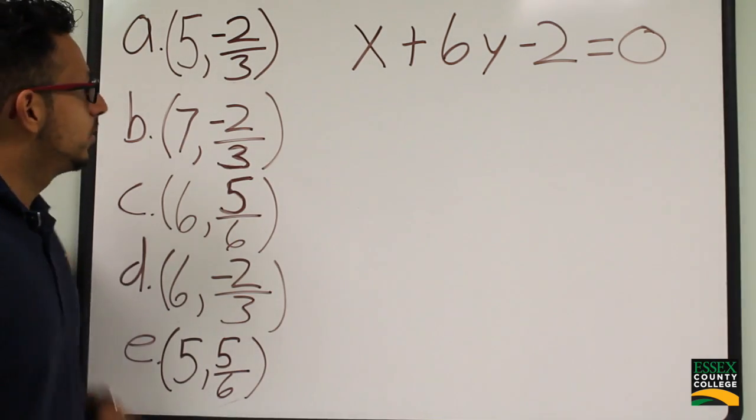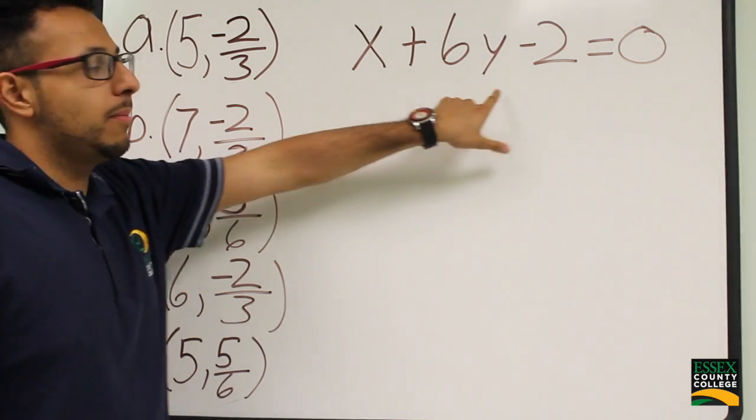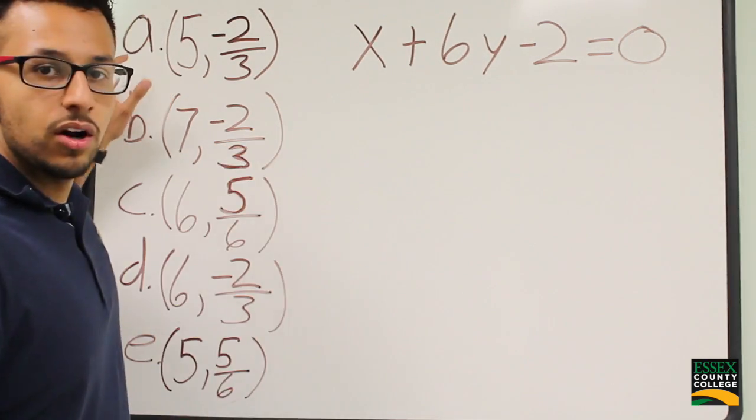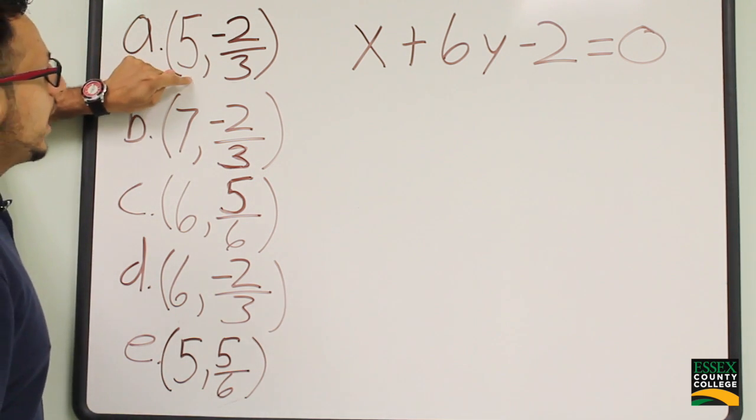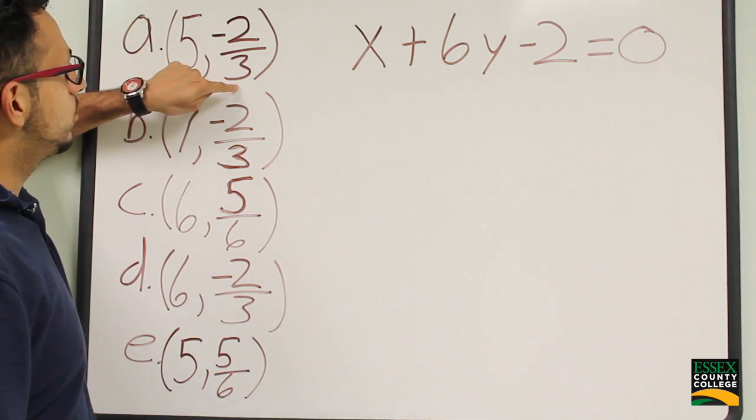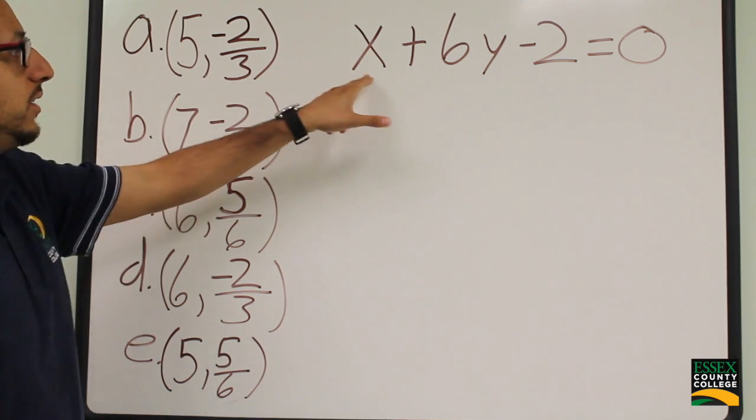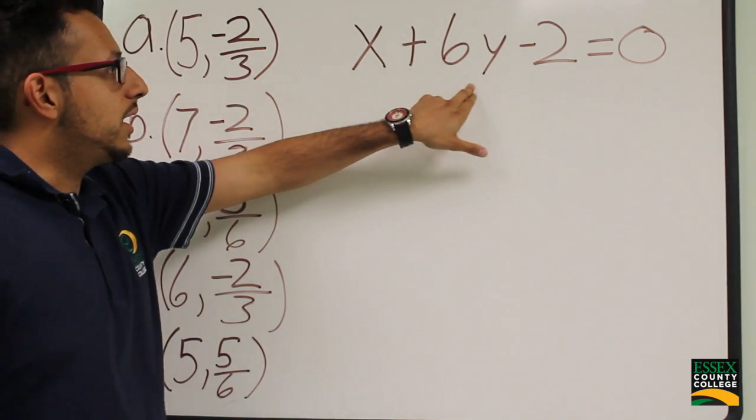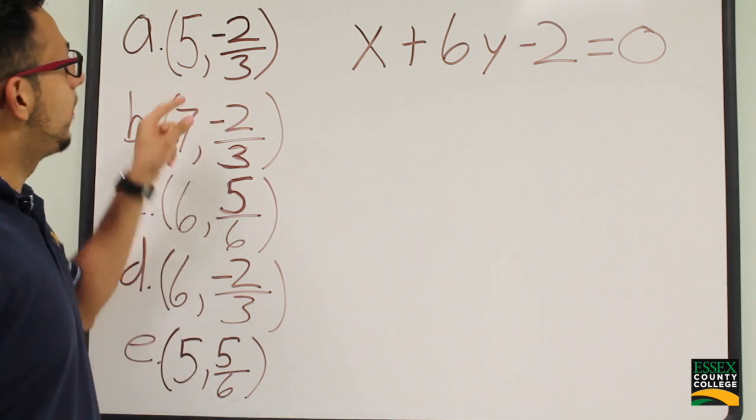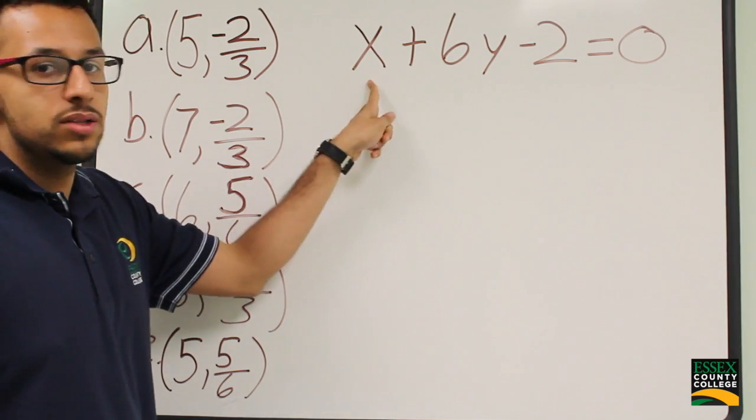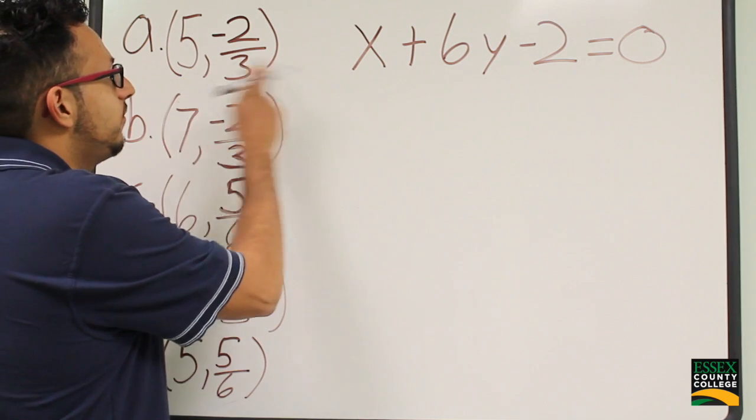So we have to determine which of the answers A through E, x and y, when you plug it in, makes this equation correct. To start off with one of the solutions, we can start off with A. So that means that when x is 5, y is equal to negative 2/3. For this problem, I'm going to just plug in x into the equation and solve for y to see if it matches the y that's given in the answer. So I'm going to plug in 5 for x.